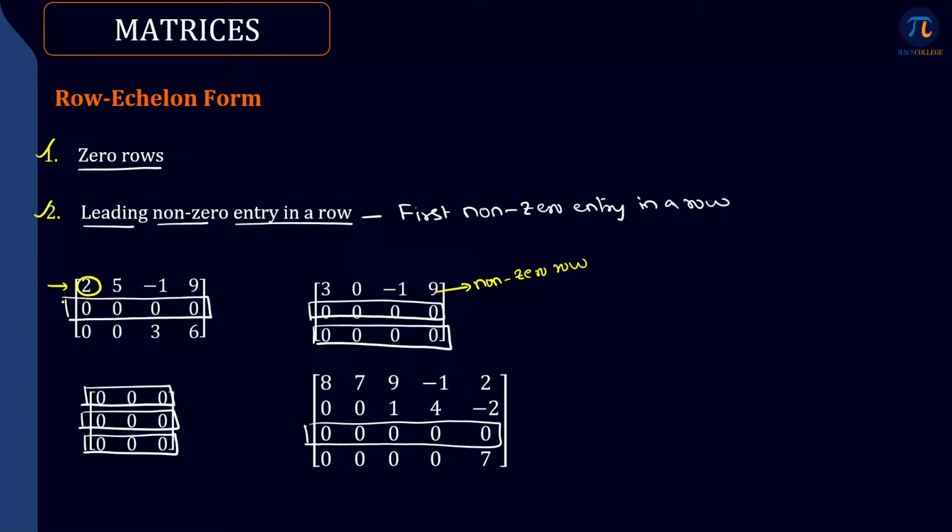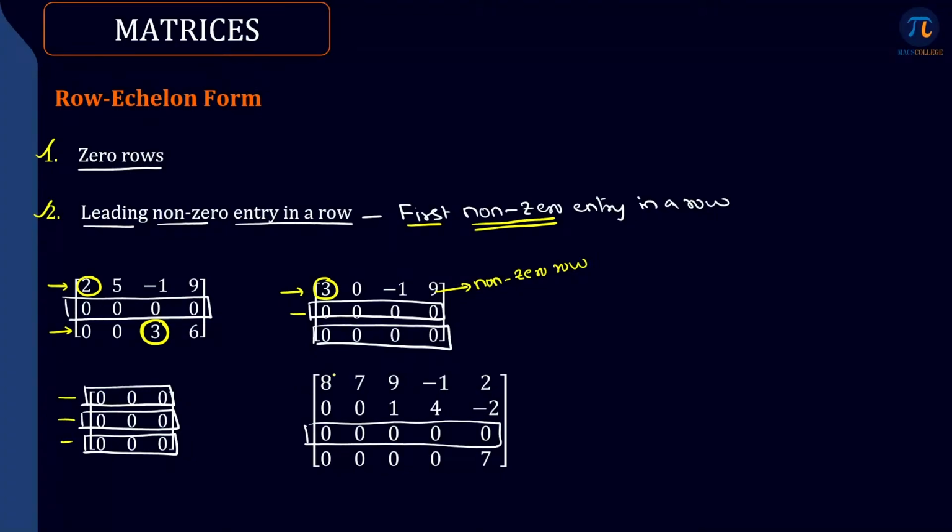Second row does not have a leading non-zero entry. But if you see third row, 3 is the leading non-zero entry. Leading means first non-zero entry. Please don't misunderstand as a highest non-zero entry. It is the first non-zero entry. Now, in this row, 3 is leading non-zero. This row and this row do not have any leading non-zero entries.